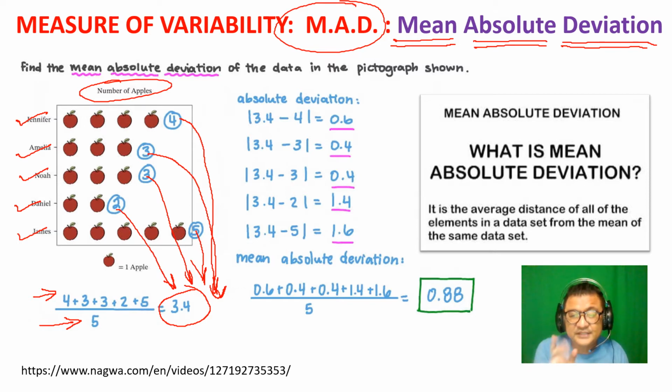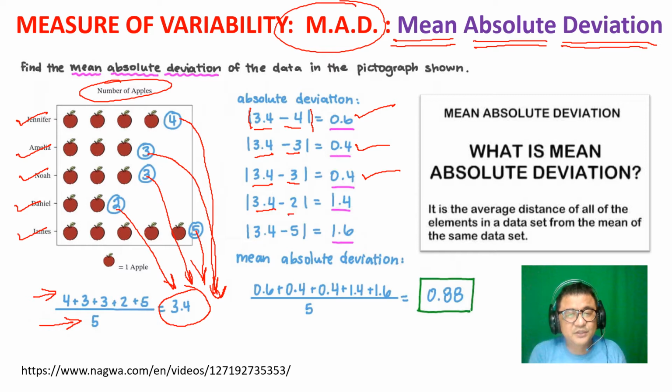How will you know how far it is? Simply subtract. So look at the first one. 3.4 minus 4 or 4 minus 3.4, you get 0.6. That bar means you don't need the negative values, okay? So just do the bigger number minus the smaller number. 3.4 minus 3 or 3 minus 3.4, you get 0.4. Remember, absolute value means I don't need negative numbers. Just subtract the bigger number minus the smaller number. 5 minus 3.4 is 1.6. Okay.